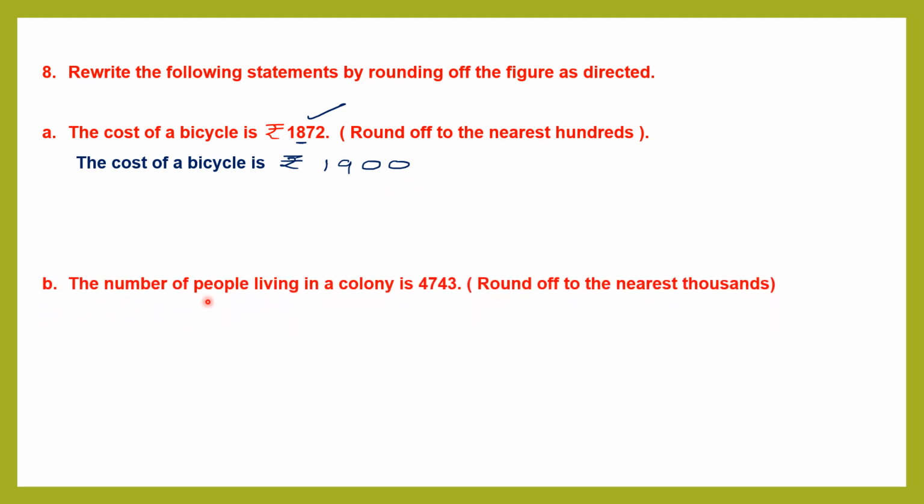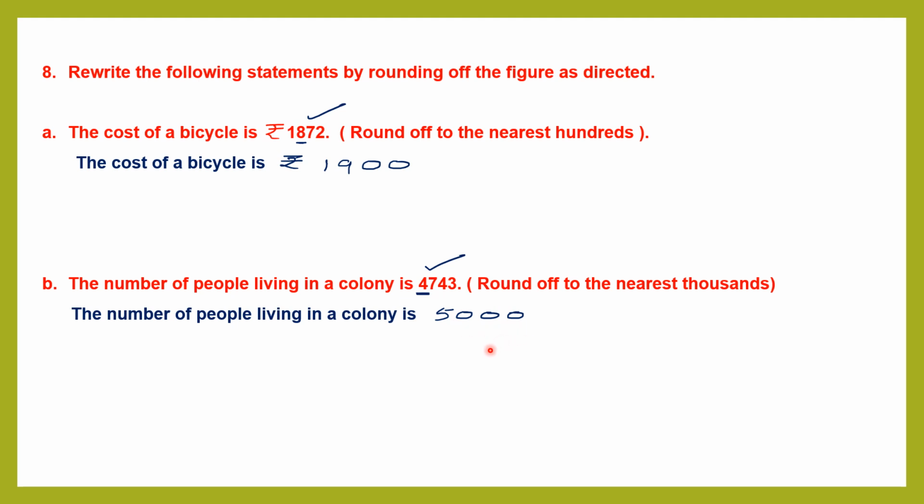Next one. The number of people living in a colony is 4743. We have to rewrite this statement by following the instructions. Round off to the nearest thousands. So which is the digit in the thousands place? Ones, tens, hundreds, thousands. Now look at the digit to its right. It's more than 5. That means the underlined digit will change. So let's write that. The number of people living in the colony, 4 plus 1 is 5. And then we have 3 zeros. 1, 2, 3 zeros. So the number of people living in a colony is around 5,000.